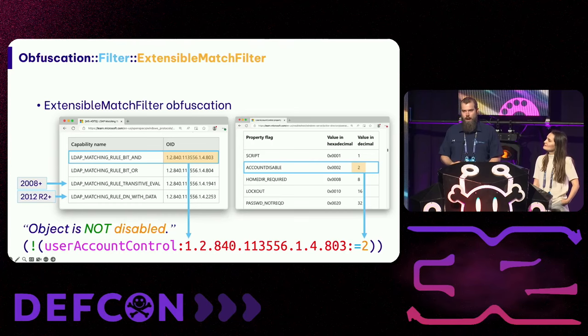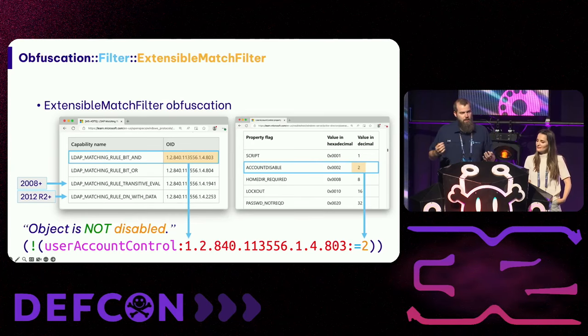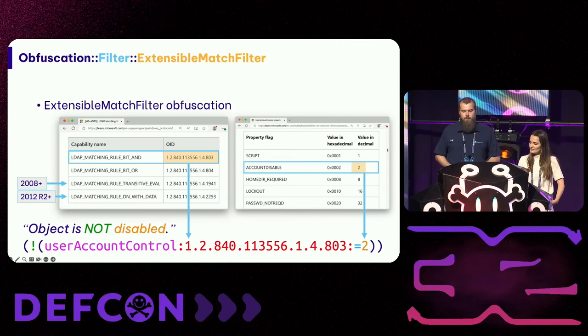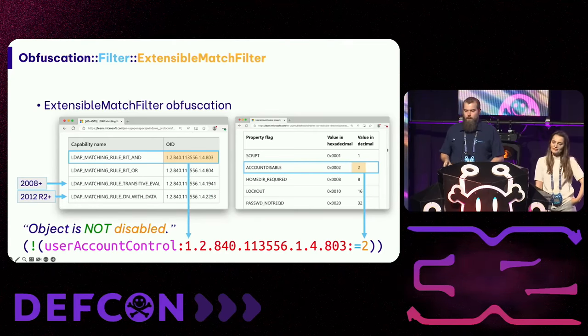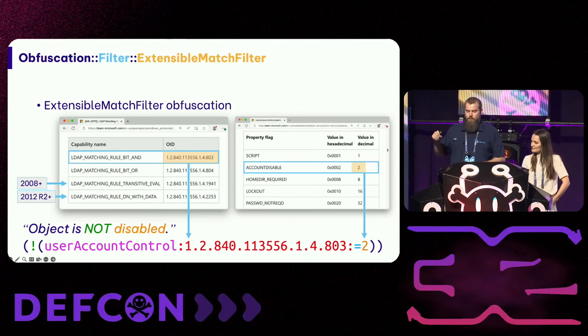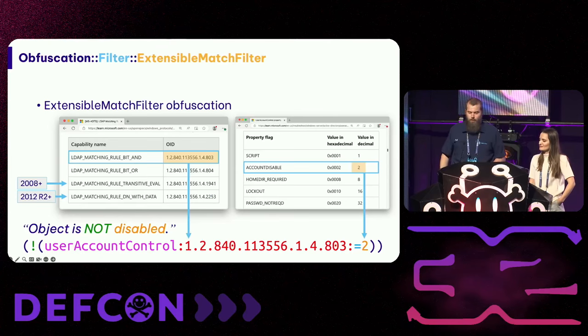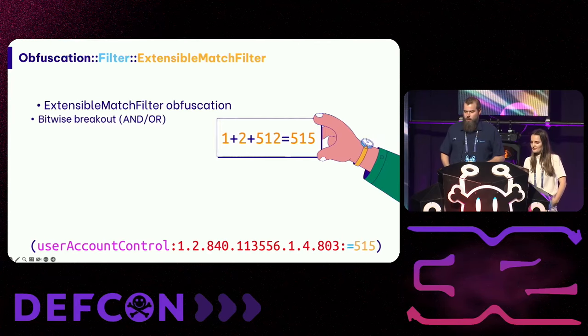There are four values that are supported by Active Directory's LDAP implementation. We're going to focus on the first two because they're the most interesting in terms of obfuscation, and that's the and and the or. For me, I remember the or because it ends with .804. So 804 is or, 803 is and. All right, so here's an example.